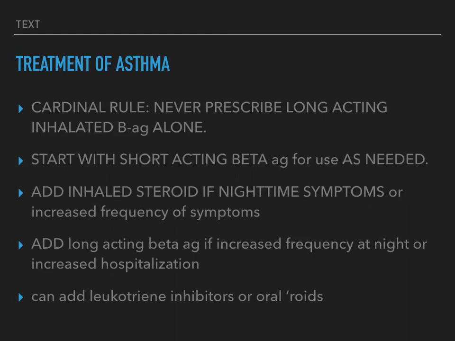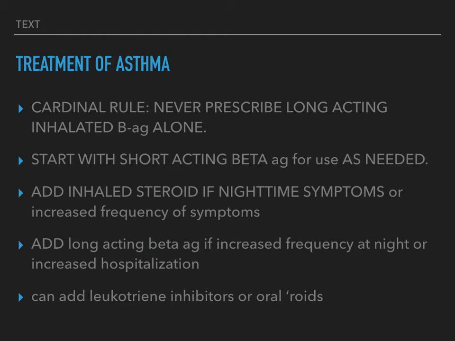The treatment of asthma. The cardinal rule for the treatment of asthma is you never want to prescribe long-acting inhaled beta agonists alone. You always want to prescribe a long-acting beta agonist with an inhaled corticosteroid. As for how you prescribe, you always start with a short-acting beta agonist for use as needed in mild intermittent asthma. So when the patient starts to have symptoms, they'll start using the inhaler.